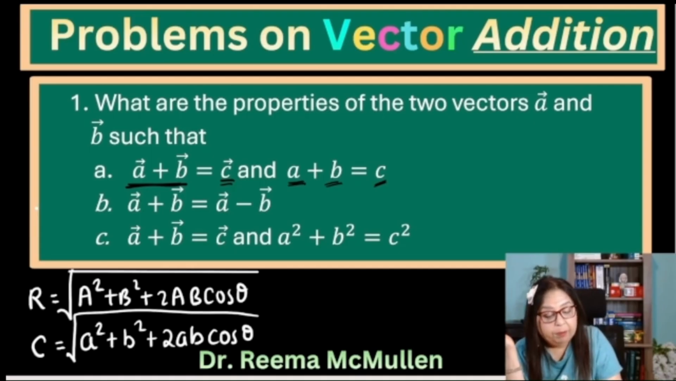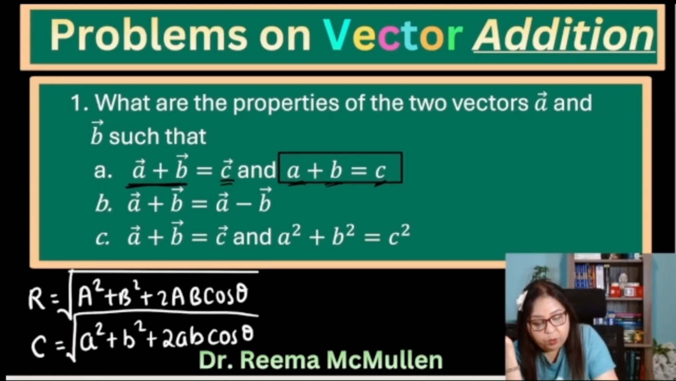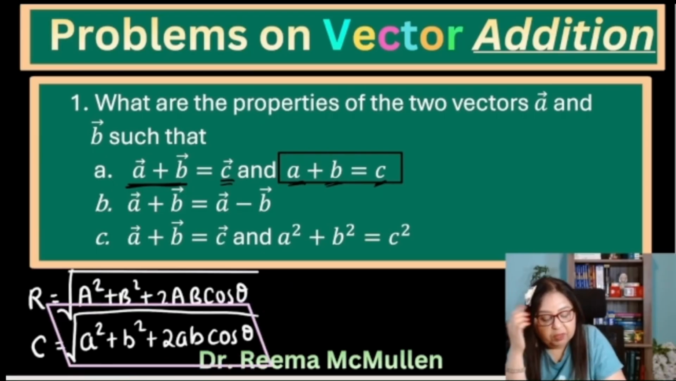But we are told that the magnitude of vector C is equal to A plus B. So when will this square root be equal to A plus B? It will be equal to A plus B when theta is equal to 0 degrees.